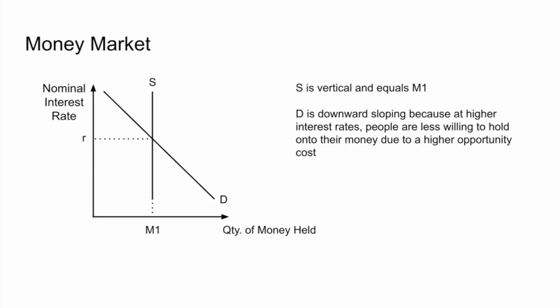Here is the money market graph. We have nominal interest rate on the vertical axis and quantity of money held on the horizontal axis. The supply is vertical at M1, and the demand is how much money people are willing to hold on to at each interest rate for purposes such as spending, or maybe as a precaution in case something happens that requires you to have money in hand. And demand is downward sloping because at higher interest rates, people are less willing to hold on to their money due to a higher opportunity cost, which is the interest rate that they're foregoing by saving it.